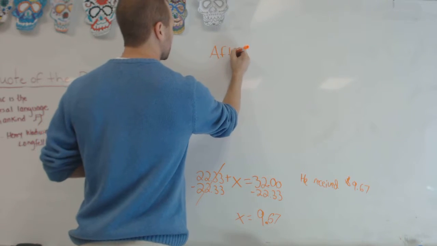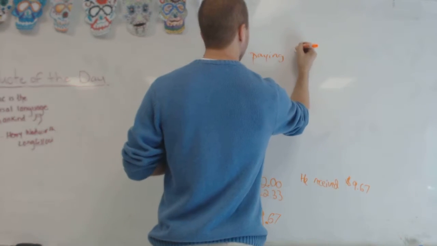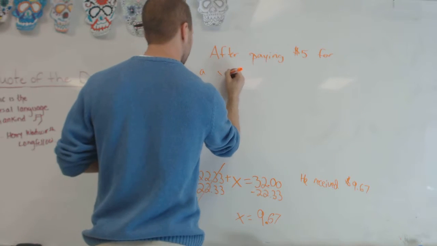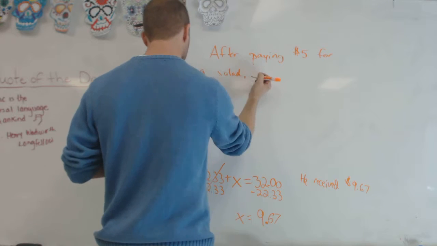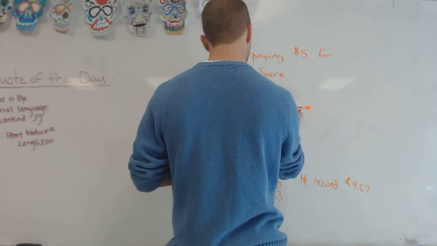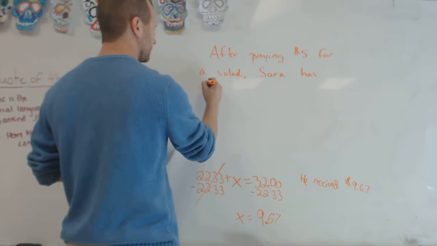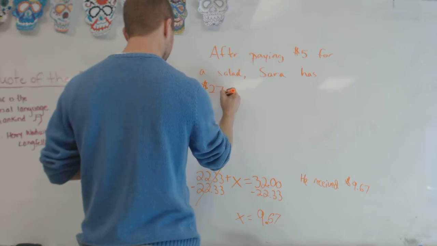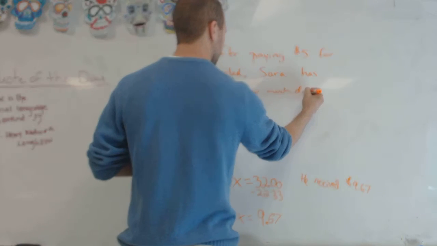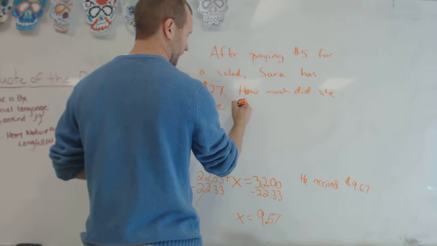After paying $5 for a salad, Sarah has $27. How much did she have before?